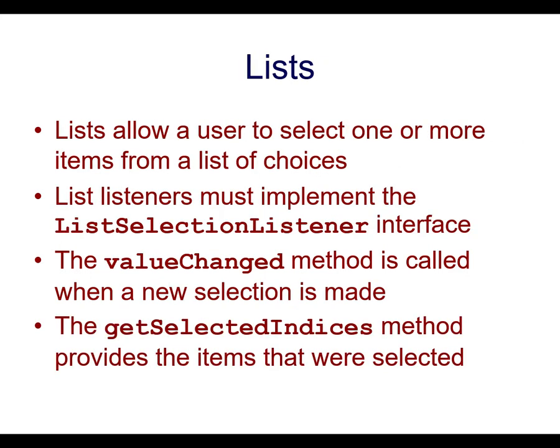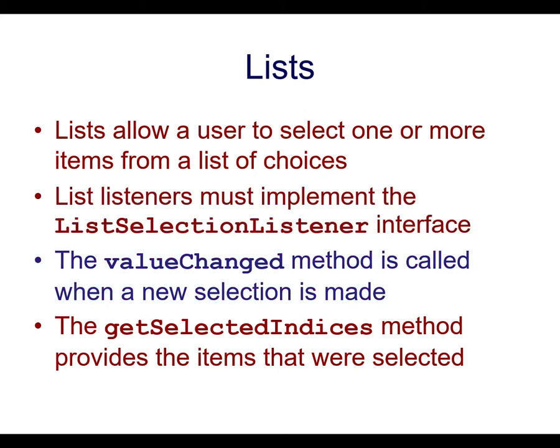Lists are the next GUI component that we will discuss. Lists allow a user to select one or more items from a list of choices. Consequently, they are an alternative to using a collection of checkboxes. As with combo boxes, one reason that using a list might be preferable to checkboxes is that it requires less screen space. List listeners must implement the ListSelectionListener interface.